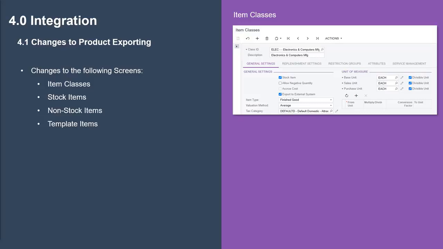Only items that have Export to External System selected can be exported to an external e-commerce system during synchronization of the stock item, non-stock item and template item entities. When matrix items are generated, the initial state of the checkbox is inherited from the template item the matrix items are based on. The checkbox is read-only for individual matrix items.